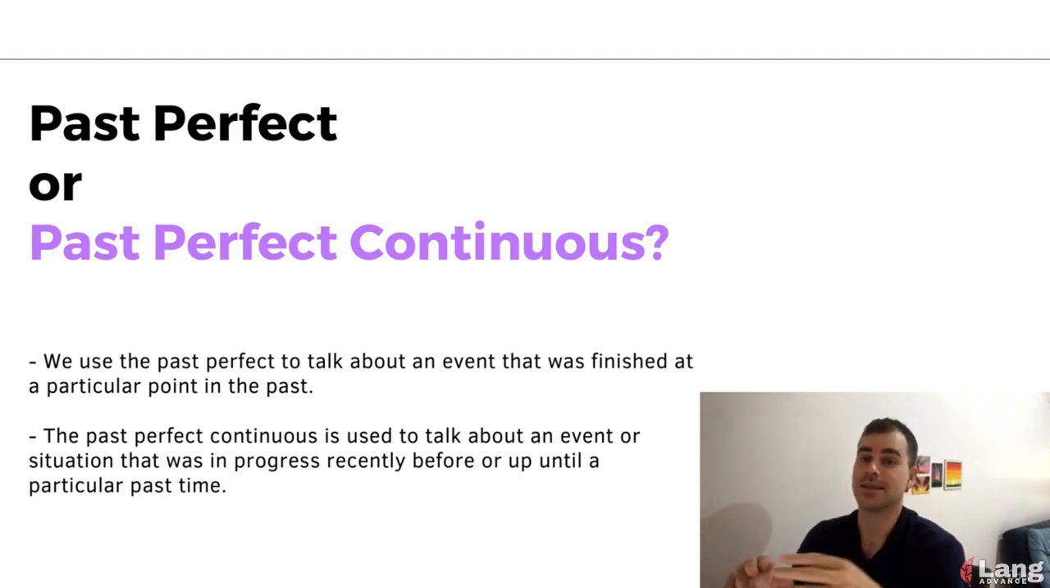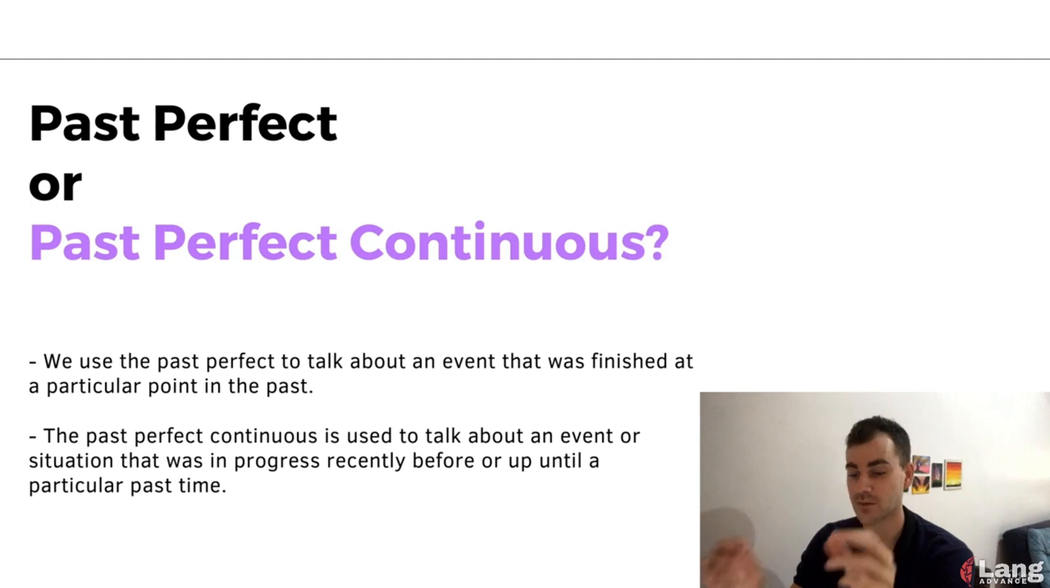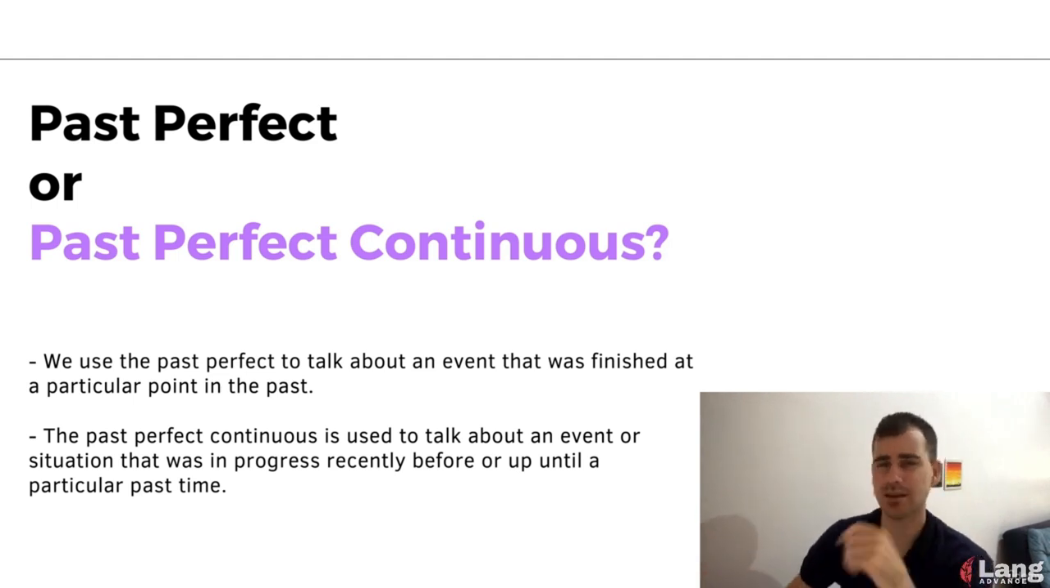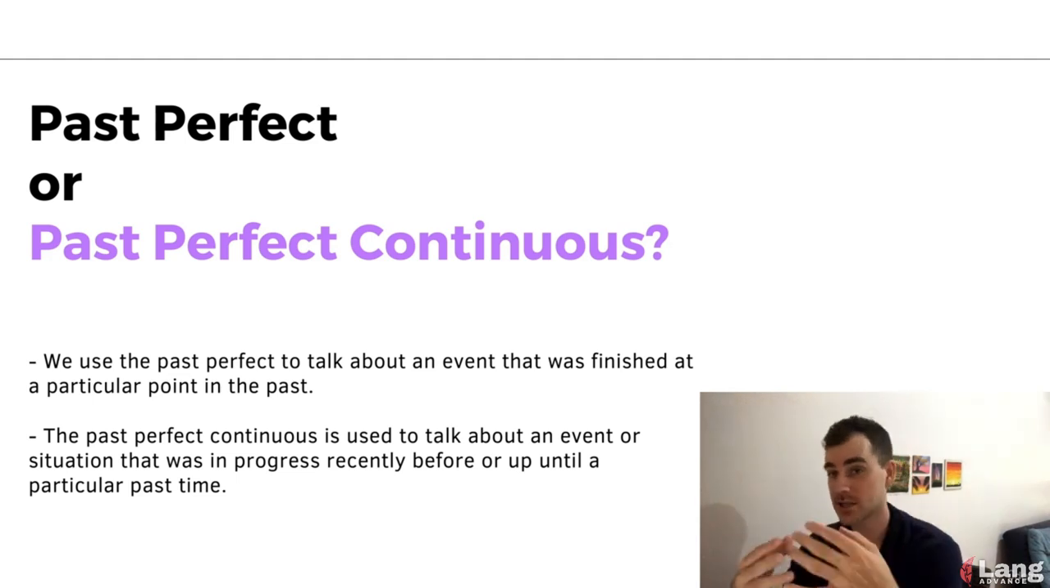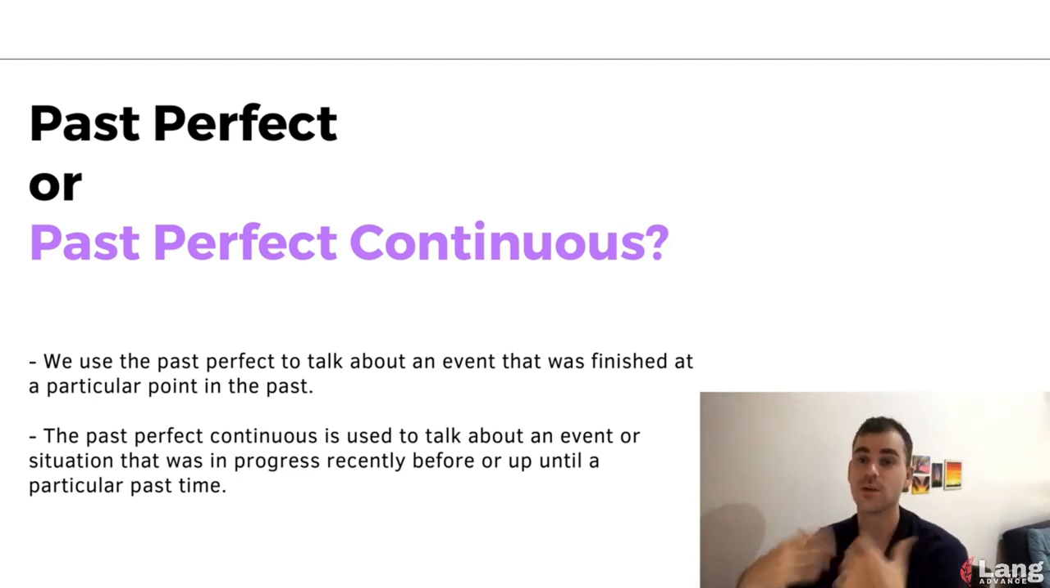The difference is that the past perfect emphasizes that an event was finished at a particular point in the past. The past perfect continuous is more ambiguous. It could have finished or it could be continuing. We don't really know. It depends on the context.